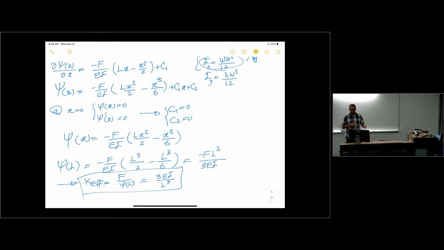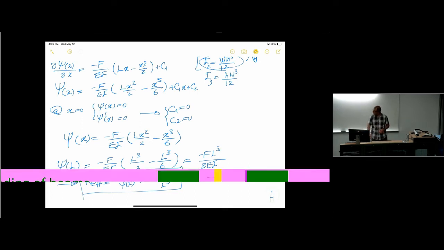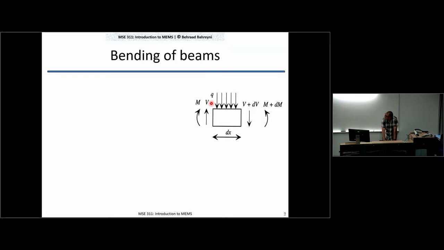Now, the challenge is that we calculated this using the moment that we had, but in this case calculating the moment was relatively easy because we had a force applied to the end of the beam and we just calculated the moment from there. But sometimes you have a combination of forces, right? So you may have a distributed force applied to the beam, in this case shown as Q.